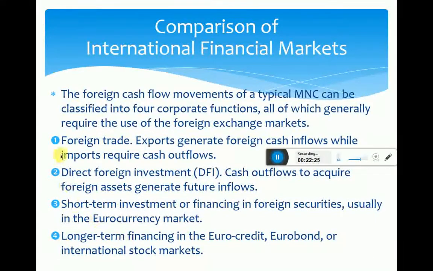So basically, there are four functions of the multinational corporations which involve movement of money, flow of money, which is inflow and outflow, and we studied where each function takes place. This function is on the foreign exchange market. This function is on the foreign exchange market also. This function is on the euro currency market, while this function is on the euro bond market, euro credit market, or international stock market. So that is the differentiation between the functions of the multinational corporation.